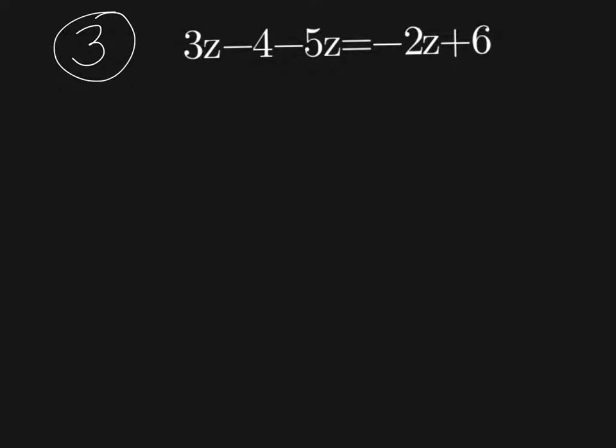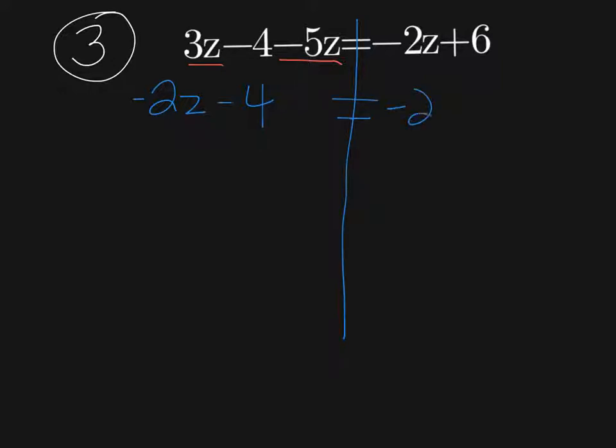On this example here, we notice we have a bunch of variables, 2 on the left side and 1 on the right side. So, before I really start doing the inverse operations, I like to simplify first. So let's simplify 3z and negative 5z before we really get started here. So 3 minus 5 is negative 2z, minus 4 equals negative 2z plus 6.